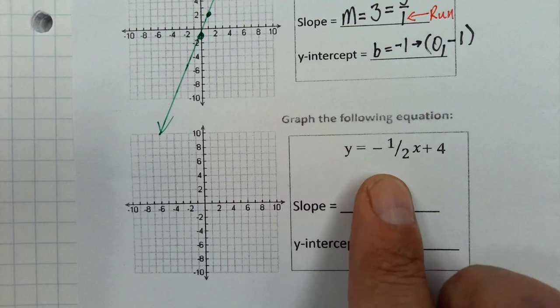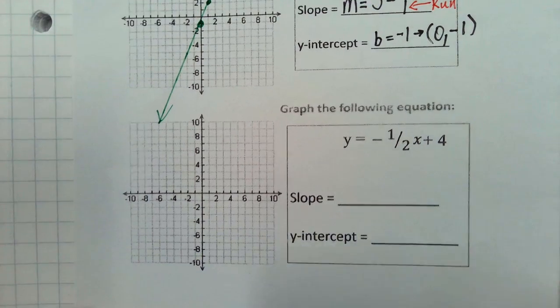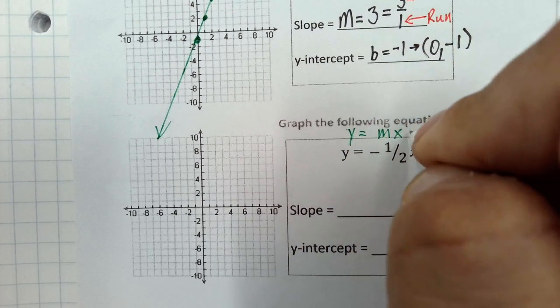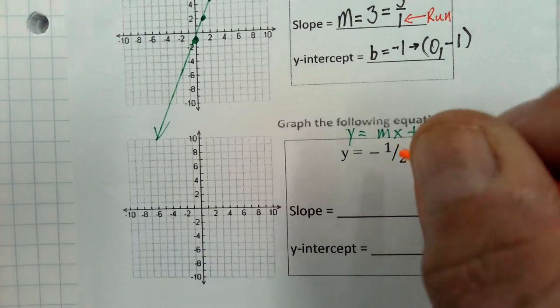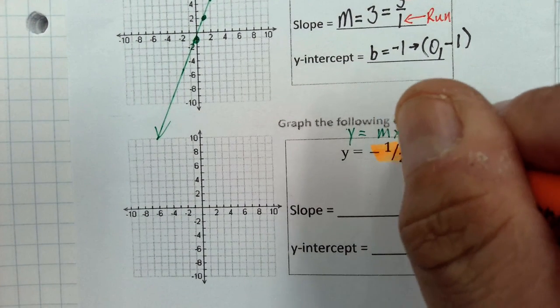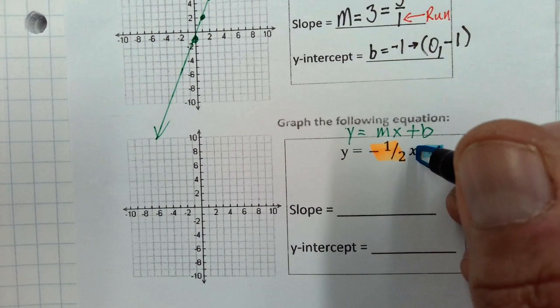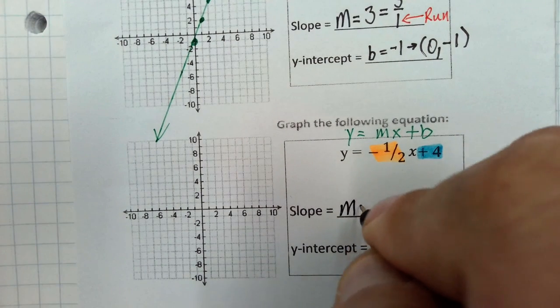So now we're going to graph y equals negative 1/2 x plus 4. That's the equation. Okay, let's do it. So we want the slope and we want the y-intercept. Here's the equation. Y equals mx plus b. So we're looking for the slope, which is this number in front of x. And we're looking for the y-intercept, which is the constant behind the x. So let's start with the slope. What's the slope for this line?